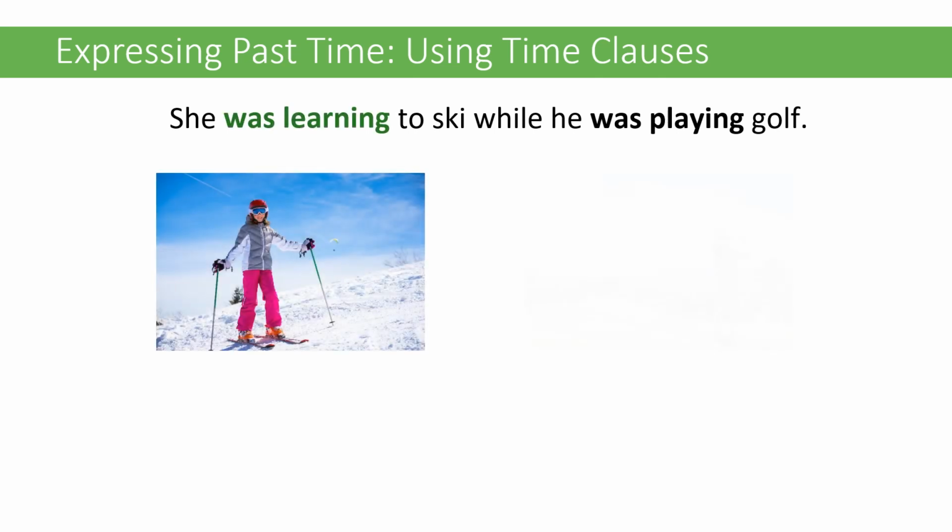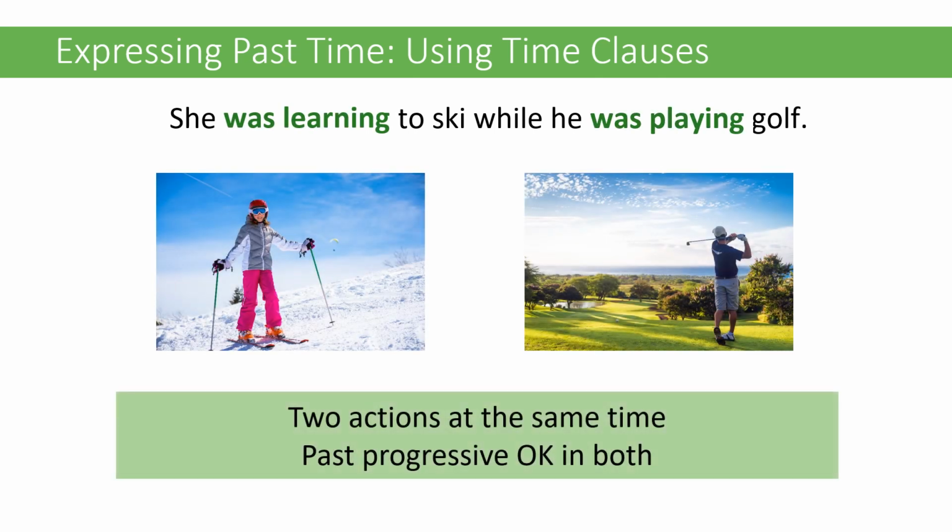We can use the past progressive in the clause with while and in the main clause. This shows that both actions were in progress at the same time. So she was learning to ski while he was playing golf. Both of these are happening at the same time.